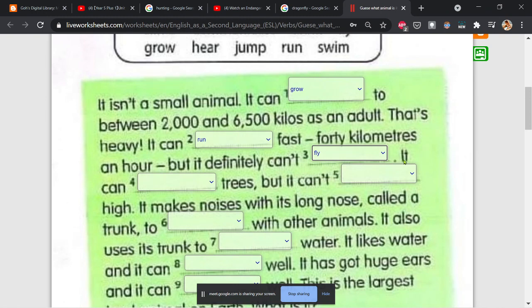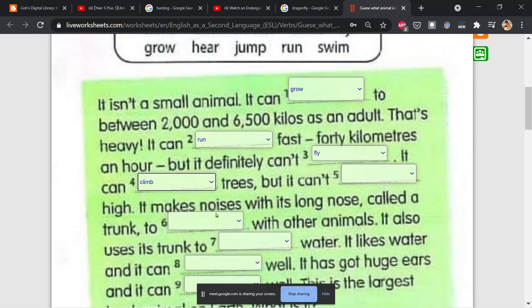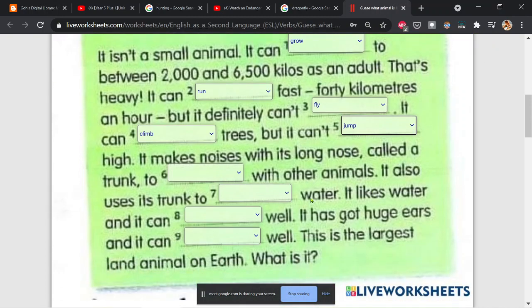Fly. This animal cannot fly. It can climb trees. But it can't jump high. What animal is that? It can't jump but it can run. I know what animal it is. It makes noises with a long nose called a trunk. Oh, I know the animal. This is an elephant.